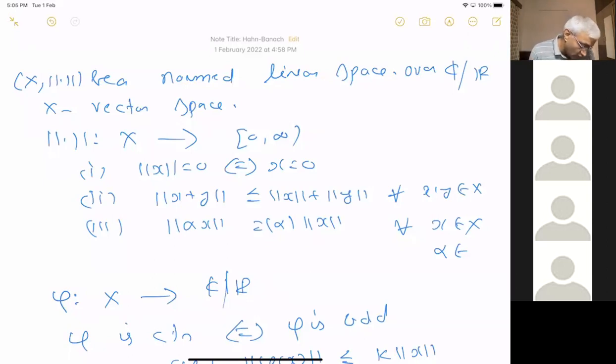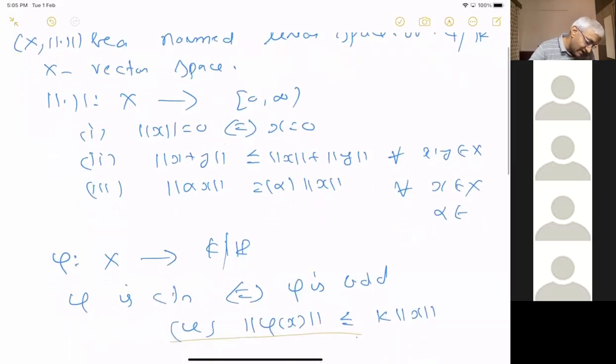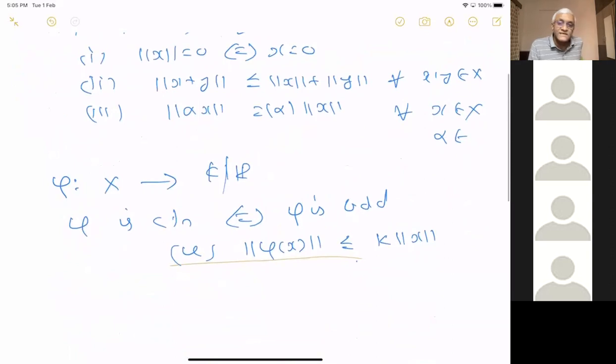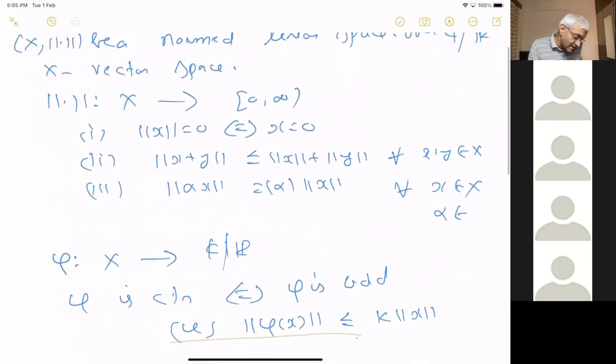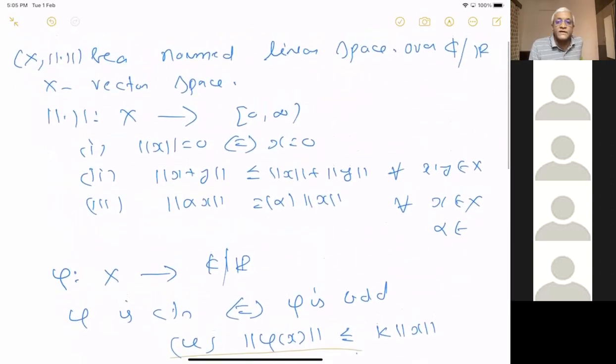Norm of x equals 0 if and only if x equals 0. It satisfies the triangle inequality: norm of x plus y is less than or equal to norm x plus norm y. And norm of alpha x is mod alpha times norm x for any alpha. The vector space can be over the complex plane or the real line, so depending upon that, alpha will be either in C or R.